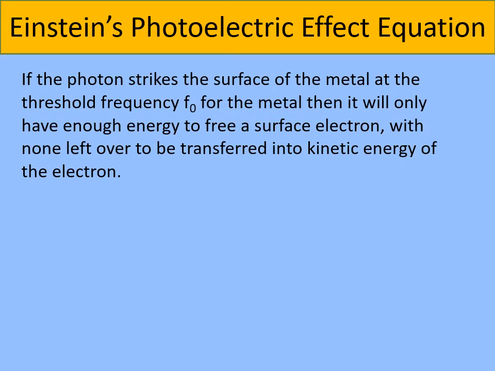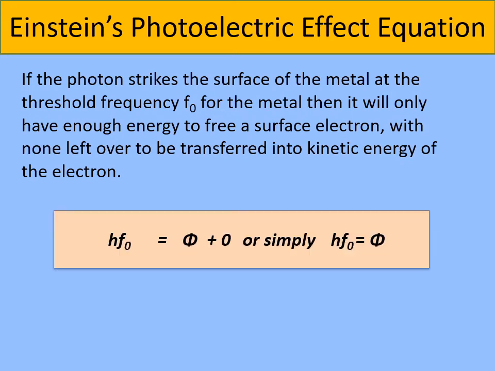So according to Einstein's photoelectric equation, that would leave us with hf0 is equal to phi, the work function, plus kinetic energy, which is 0, or simply hf0 is equal to the work function phi. Now, we can rearrange that equation, and we can also find that f0 is equal to the work function divided by Planck's constant h. Okay, so we can have an equation for the threshold frequency as well.